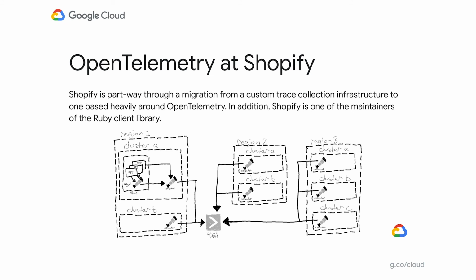Shopify is partway through a migration from a custom trace collection infrastructure to one based heavily around OpenTelemetry. In addition, Shopify is one of the maintainers of the OpenTelemetry Ruby client library. At present, our architecture looks like this. We have a large number of trace services written in several languages and instrumented in different ways. Some of these are externally developed, such as CoreDNS and Nginx. Some use our custom instrumentation and export in its custom format. Some export in Jaeger's format, some in OpenCensus, some in Zipkin.